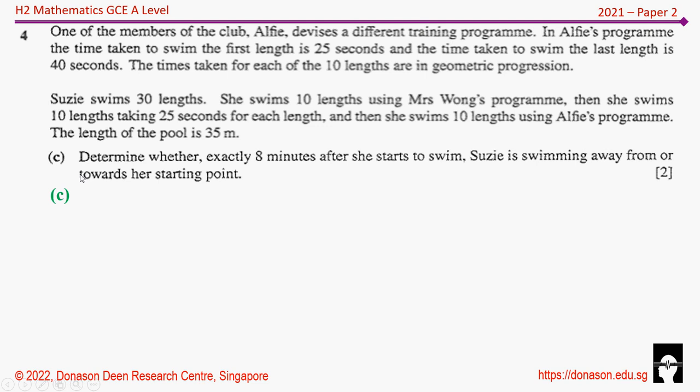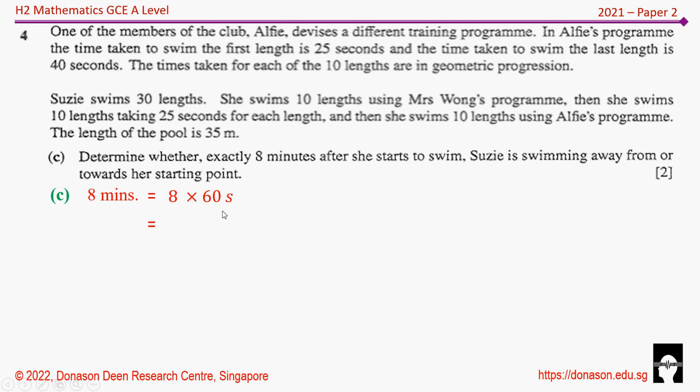Okay, so the next part: determine exactly 8 minutes after she starts to swim, whether Susie is swimming away from or towards her starting point. So we need to work out. 8 minutes is equal to 8 times 60 seconds.